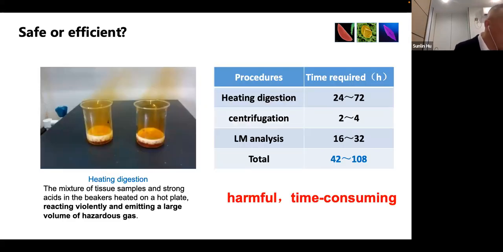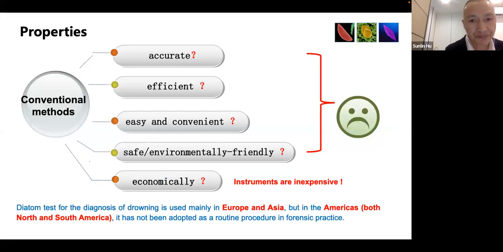In addition, the test is harmful and time-consuming. A large volume of hazardous gas is emitted during the chemical digestion, and usually a couple of days is required to complete the test for the case. So conventional methods are not ideal for the test. The only advantage is that the required instruments are low-cost.